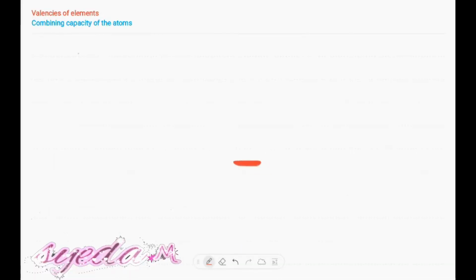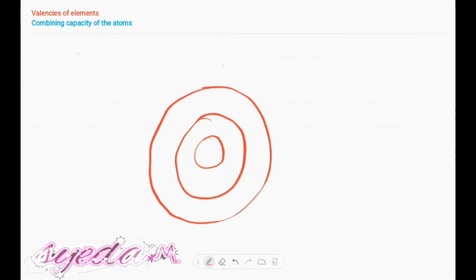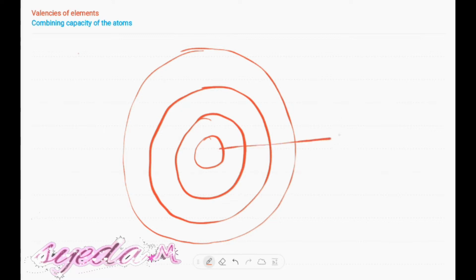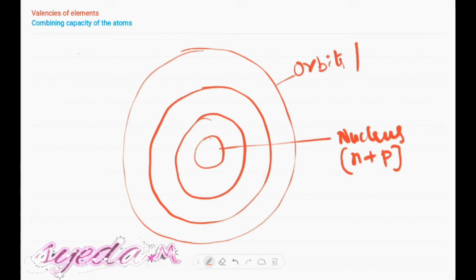You know, an atom has a central nucleus, then it has orbits. Okay, these are orbits. What is this? This is the nucleus. Nucleus has what? Neutrons plus protons. Okay, and what are these? These are orbits or shells or energy levels. Electrons revolve around the orbit, right?